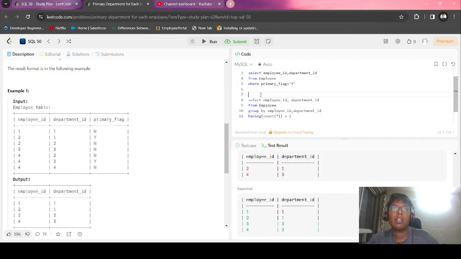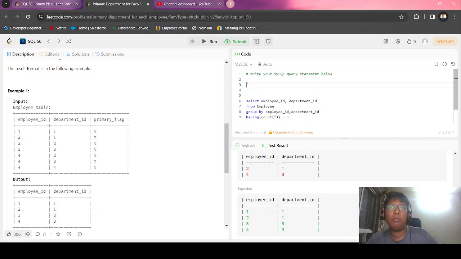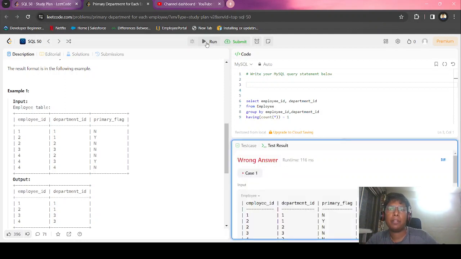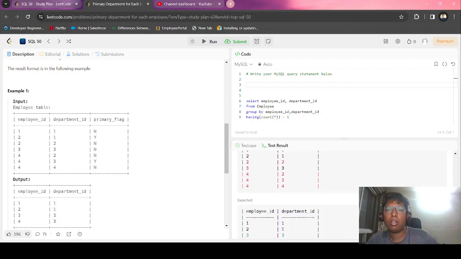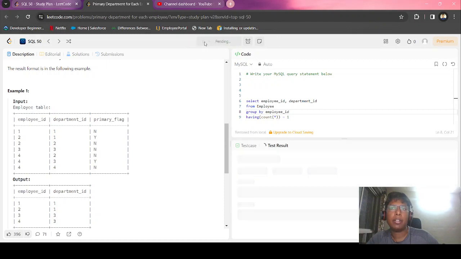Okay. So I'm just removing this as of now and we'll run this. Let's see what it gives. Wrong answer. Don't worry about the wrong answer. Just see. So employee ID 1 is there. Oh, sorry. If we do just by employee ID, then see what we get.